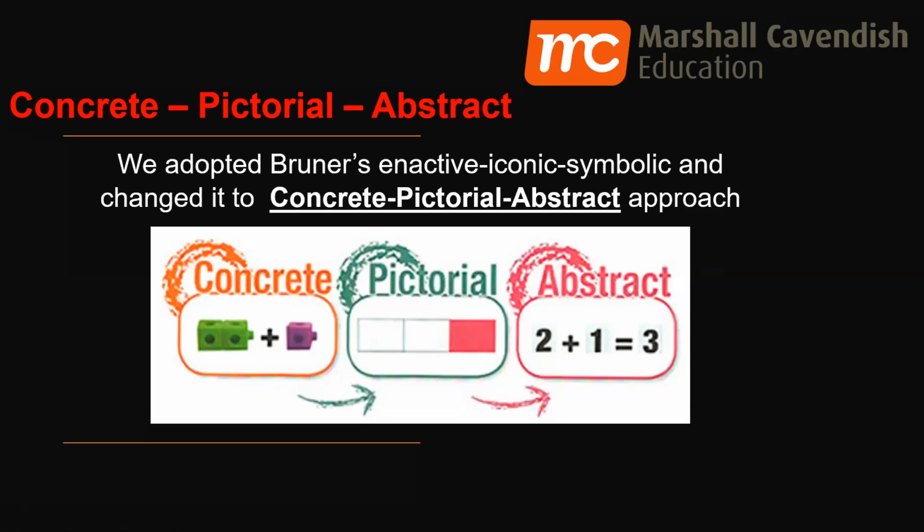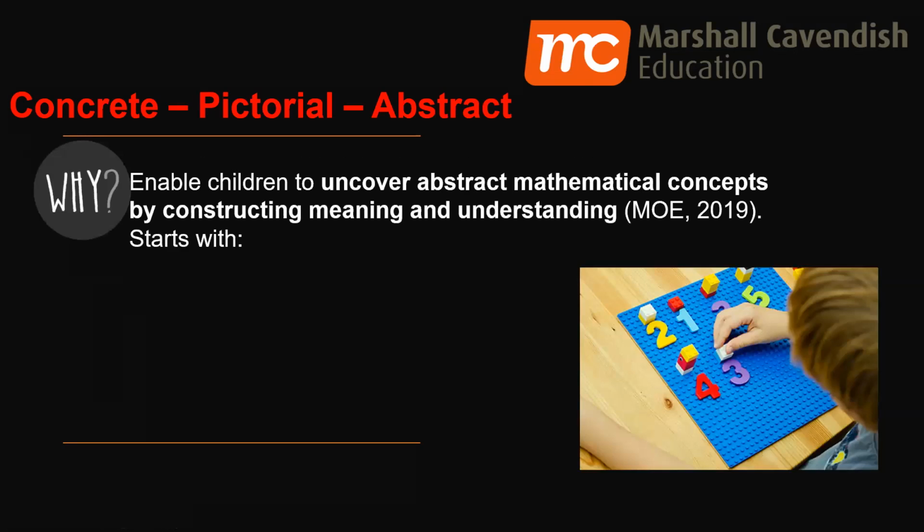So what happens here is that big concepts are broken down into smaller ones, and we start at the concrete stage, and after that we move to the pictorial, and then we move to the abstract stage. It's the same thing. We just renamed it to concrete pictorial abstract. So why are we doing this? Like I said earlier, to uncover abstract mathematical concepts, to make it simpler. We do it in bite sizes so as to make it manageable both for teachers and students.